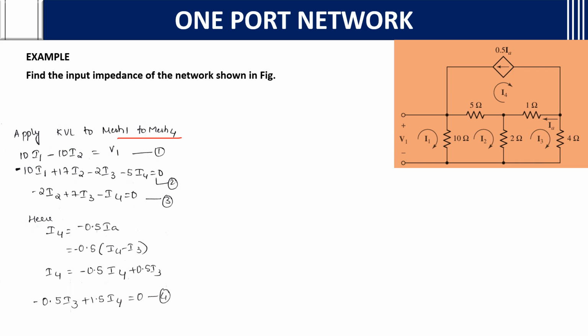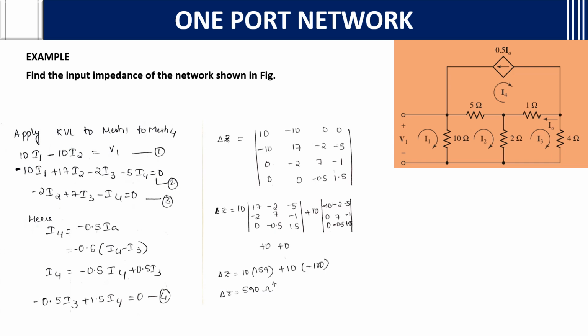Minus 0.4 I4 plus 0.53, and minus 0.5 I3 plus 1.54 equals 0 as the fourth equation. After getting the fourth equation, what will you do? You will write the matrix. How to write the matrix? Delta Z is equal to, using these 1, 2, 3, 4 equations, you will write the matrix.